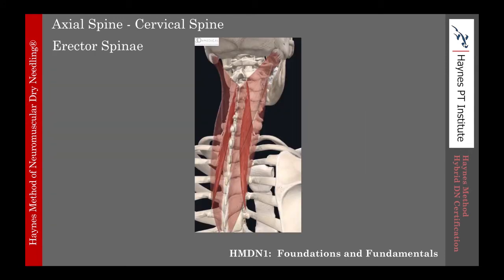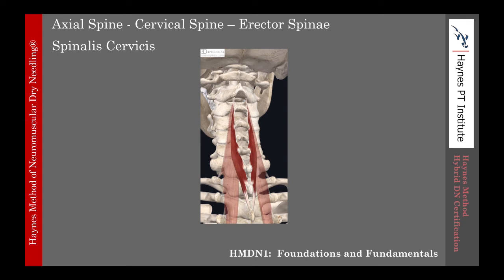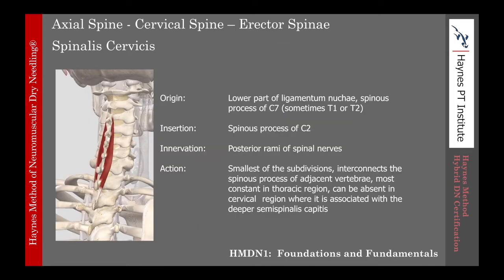In the erector spinae group, here we're going to limit ourselves to the spinalis cervicis. Again, there are two others, iliocostalis cervicis and longissimus cervicis, that we'll address in the advanced cervical lecture. Those are needled on the lateral aspect, and we need to get a little bit more experience before we jump into those areas. But the spinalis cervicis, its origin, the lower part of the nuchal ligament and the spinous process of C7 and sometimes T1 or even T2. It inserts into the spinous process of C2. And again, innervation is through the posterior rami of the spinal nerves.